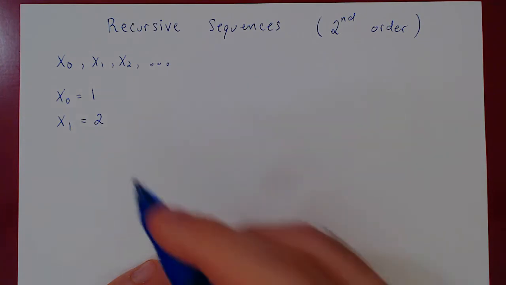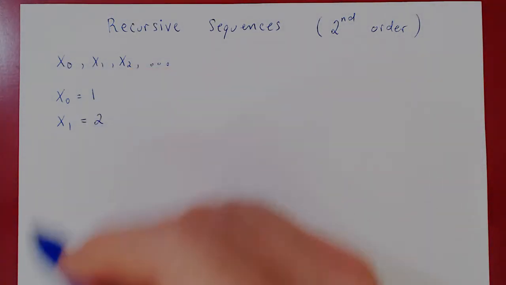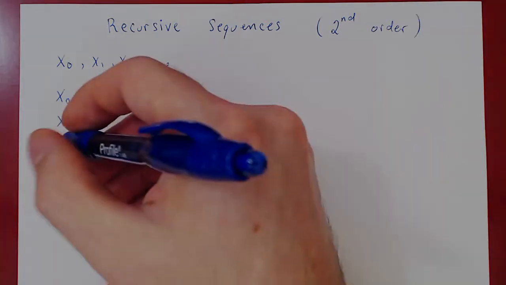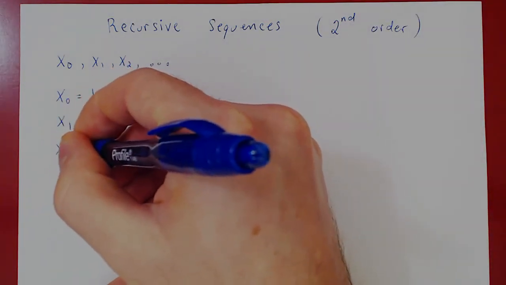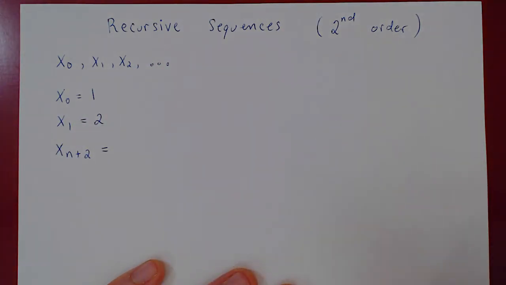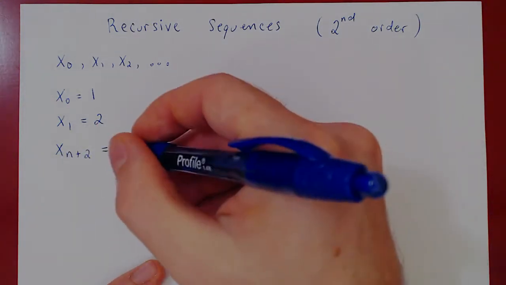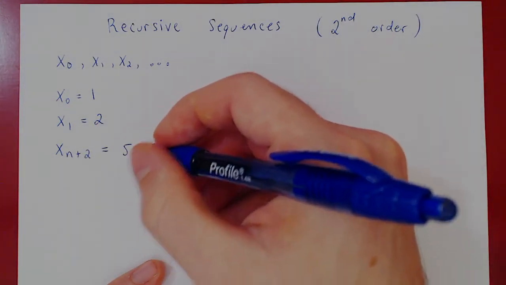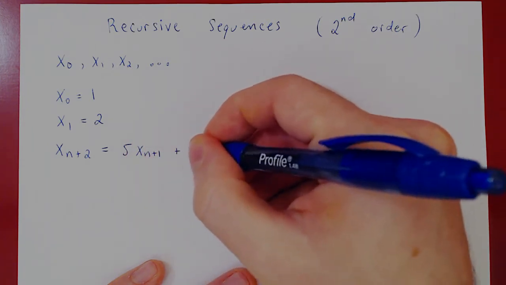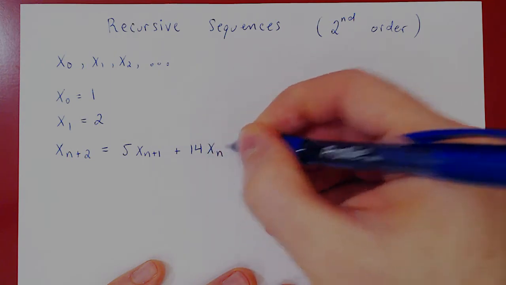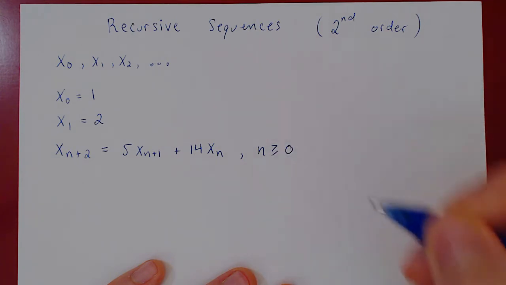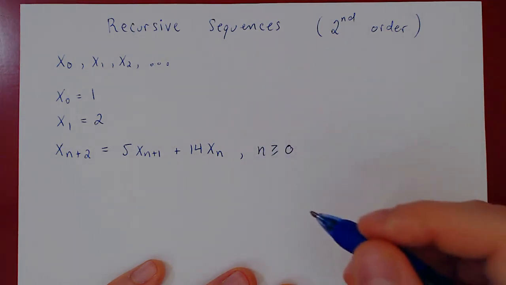So all we're given are the first two values of this sequence. And then this third part will be the recursion. How do we get the n plus 2th term from the previous two terms? So the next term will be 5 times the previous term, x n plus 1, plus, say, 14 times the term before that one, xn. And this will be the recursion for n greater than or equal to 0.